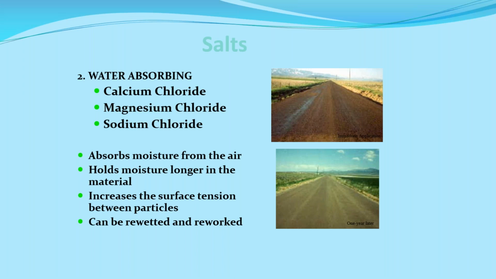And so their state DOT has pretty much mandated that they can't use those chemicals in the first 2 years of that concrete's life, because otherwise it starts to cause spalling. But calcium chloride, magnesium chloride, and sodium chloride are probably the most common chemicals used across the United States for either winter maintenance activity or stabilization.